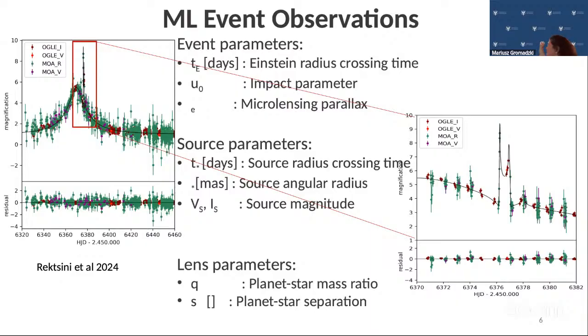But anyway, occasionally we can see finite source effects or not. This is not the day. And finally, of course, we really want to have the source magnitude and the source color. You're going to see later on that it is quite important. And what we will hopefully get from this is the planet-star mass ratio and the planet-star separation in angular Einstein radius units that you don't see there.